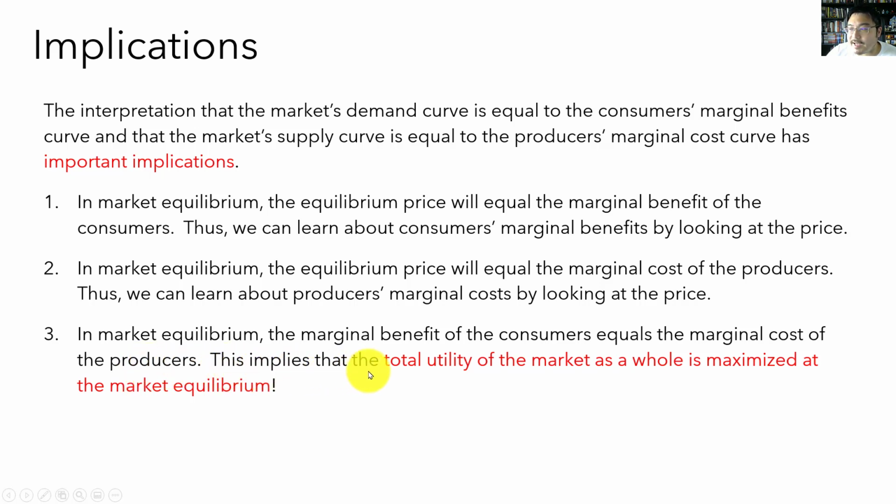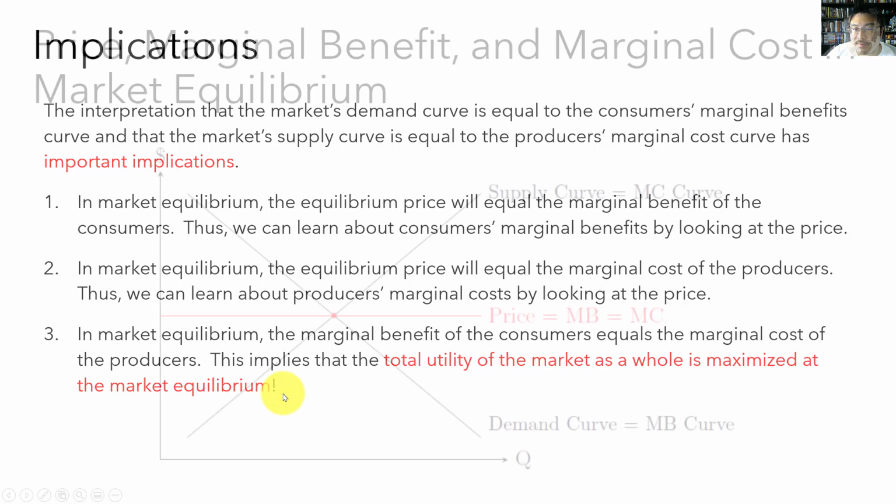And so this implies that the total utility of the market as a whole is actually maximized in the market equilibrium, right? And that's kind of an amazing conclusion because the individual decisions of the buyers and sellers are simply to maximize their own utility, but somehow the utility of the market as a whole gets maximized. And we're actually going to explore this in a lot more detail in just a couple of lectures.